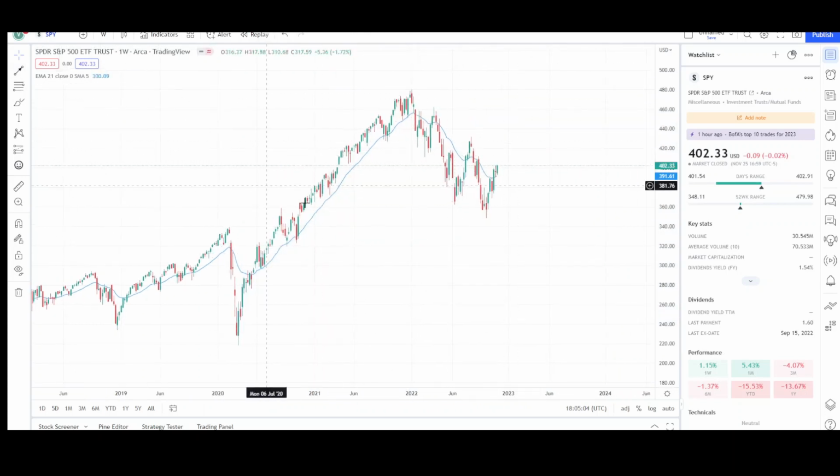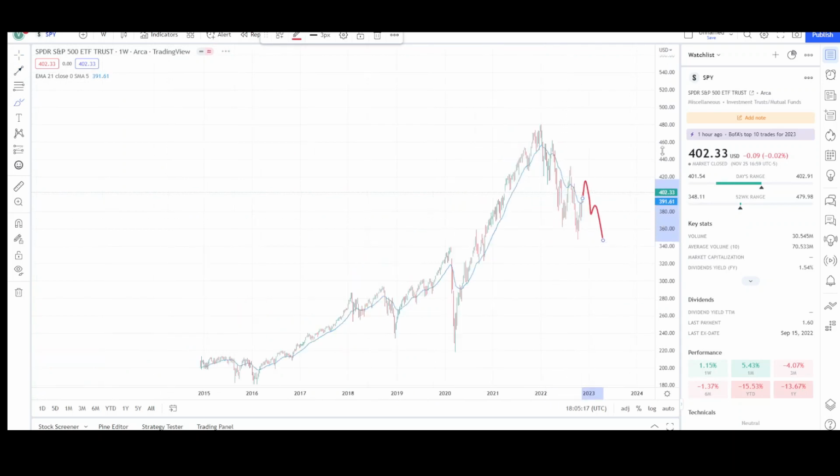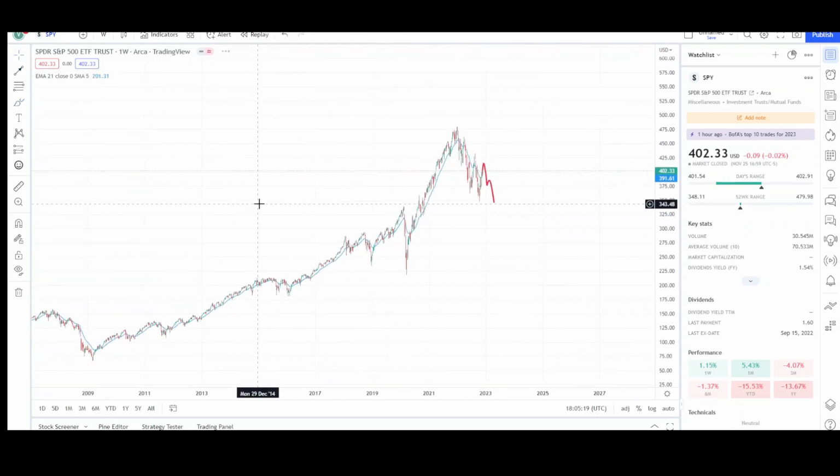We did break above the EMA. This time it's looking like it's holding a little bit more than the past, but that doesn't mean we're going to stay above here. We could just roll over if we go up a little bit more. So we'll have to wait and see what the market wants to do. Overall, this is still an uptrend pattern since 2009.